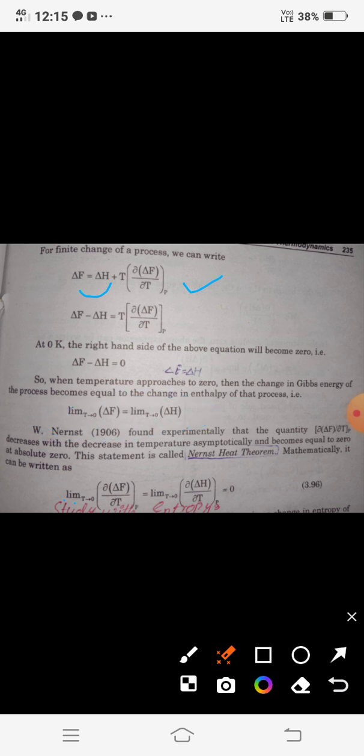Okay, next is that Nernst found experimentally in 1906 that this quantitative relationship decreases with the decrease in temperature. As the temperature decreases, this factor also goes on decreasing, and when the temperature reaches 0, this will also become 0. This is all about the Nernst Heat theorem.